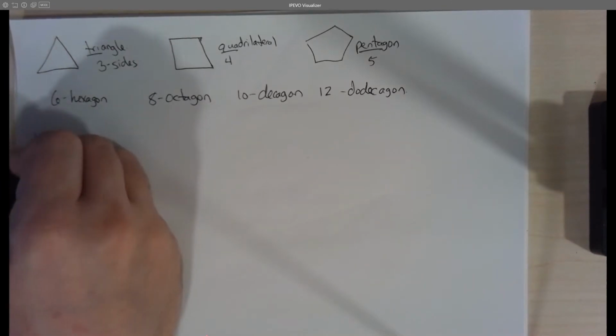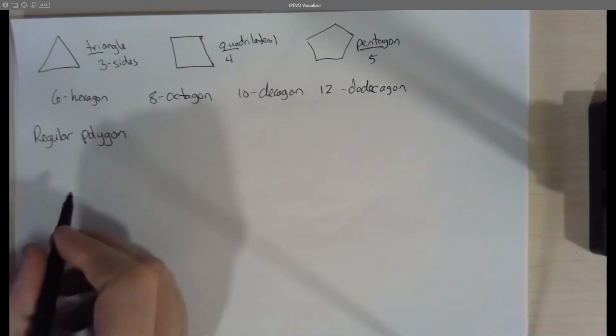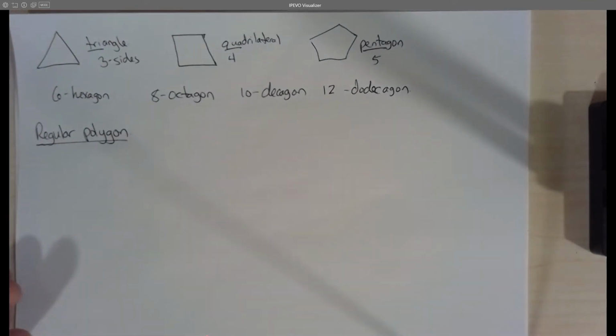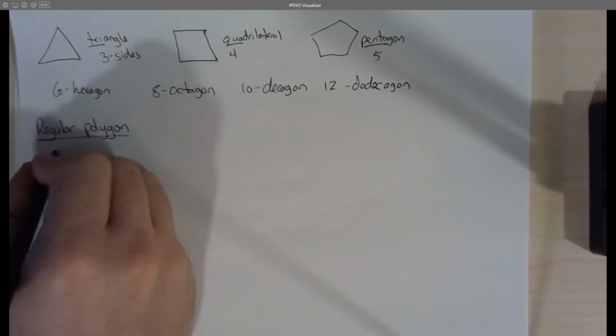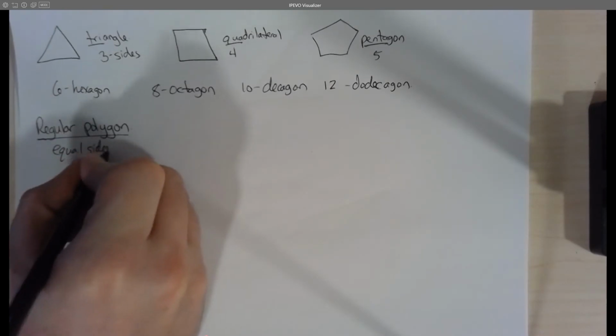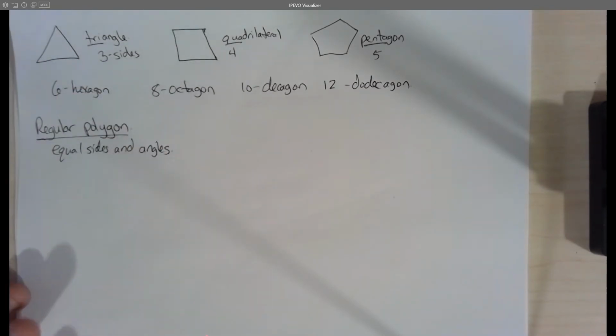Sometimes we also talk about a regular polygon. And the difference between a regular polygon and just a polygon in general is that a regular polygon has equal sides and angles. In other words, in a triangle, all the sides would be the same length and all the angles would be the same as well. So that would be a regular polygon, as opposed to just a general polygon. So that gives us a little bit of an idea of polygons.